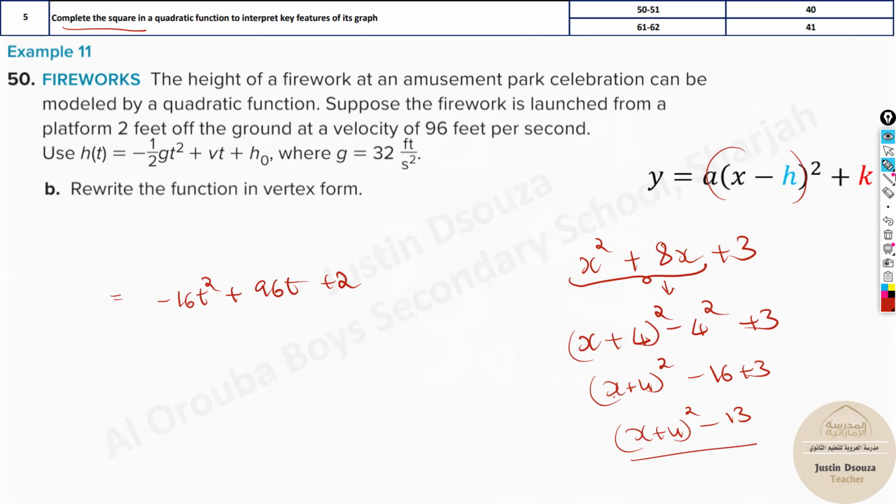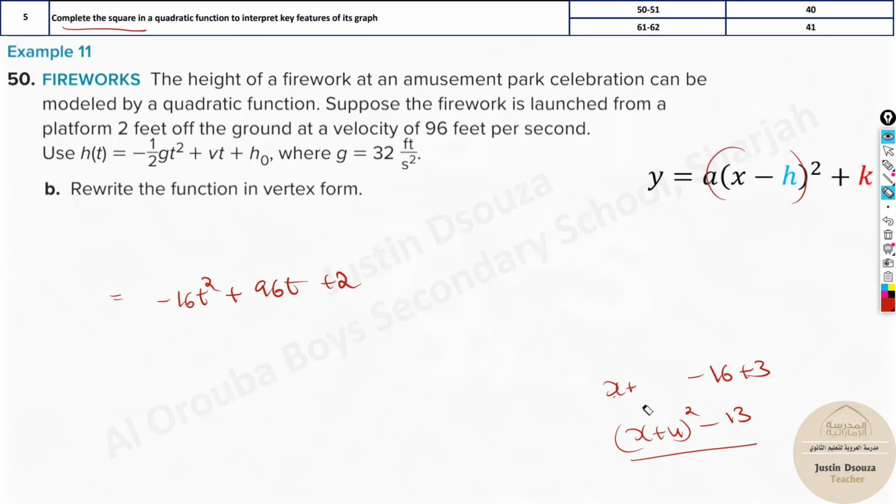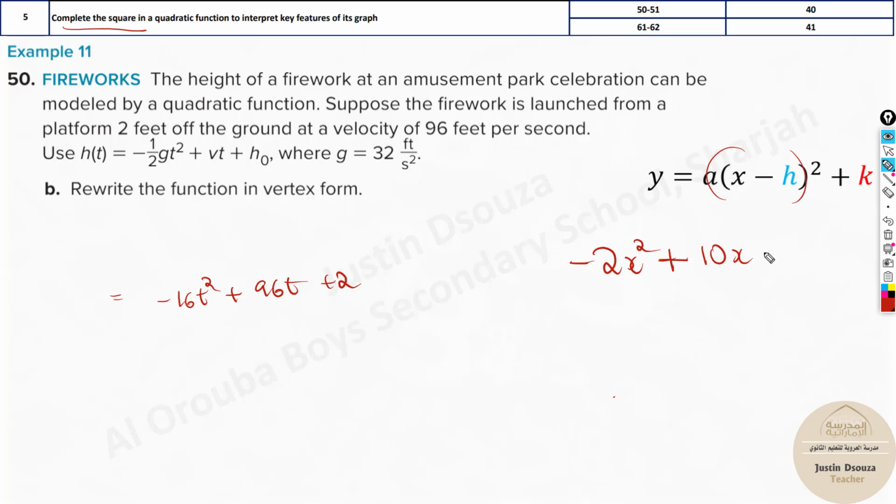Let me erase all this, with a negative sign. I will take another number with a negative sign. Now imagine I have minus 2x squared plus 10x. Okay, this much is enough, then plus 3, anything.